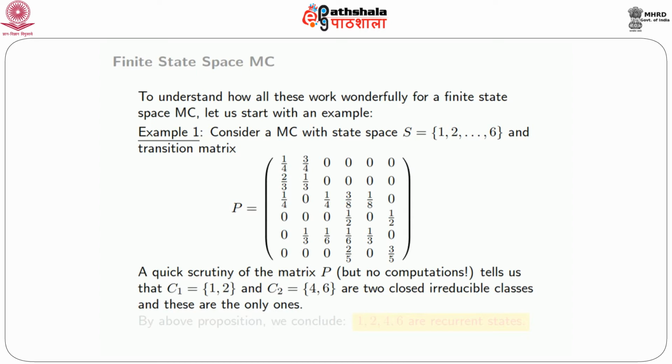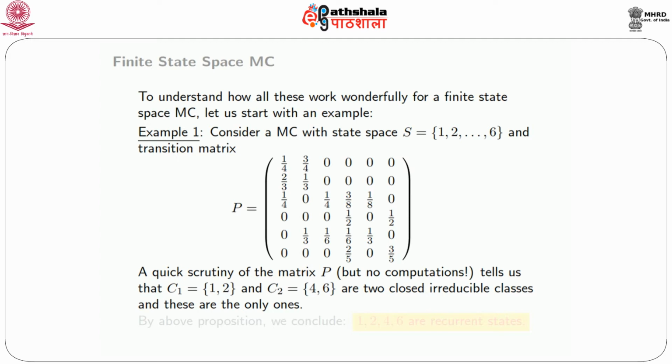Now, a quick scrutiny of the matrix P, but no computations, tells us that if we look at C1 consisting of the states 1 and 2, that is, look at the left uppermost corner 2 by 2 matrix, it is immediate that it is a transition matrix, and no smaller subset would be a transition matrix. So that is one possible C.